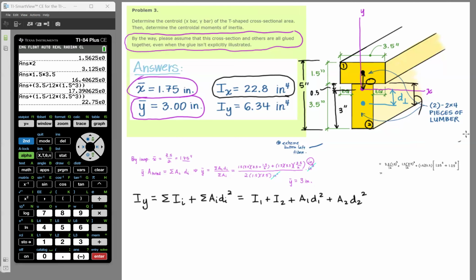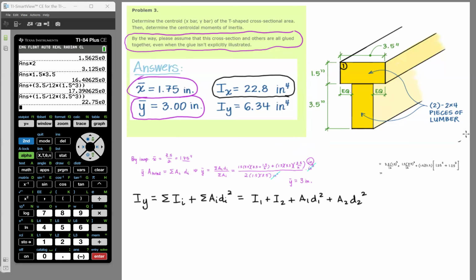I am going to tidy up this picture again. My recommendation is always to draw these things nice and large. That way you'll make fewer errors with your drawing. All right, there's 1 and 2. Here is my centroidal y-axis right there. A lot of times I'll do like y, and that way I don't have to worry about which way is positive, which way is negative, because it doesn't matter in terms of the moment of inertia.